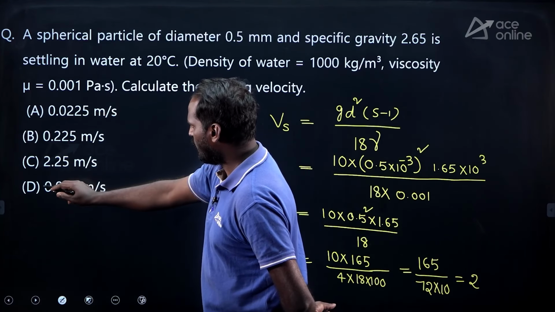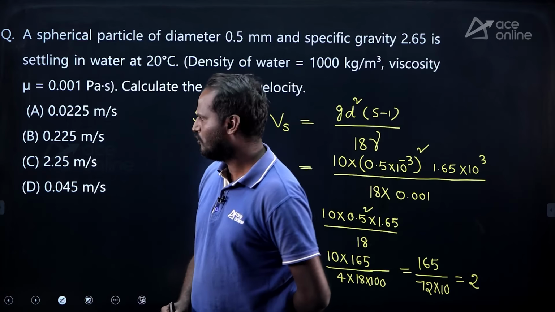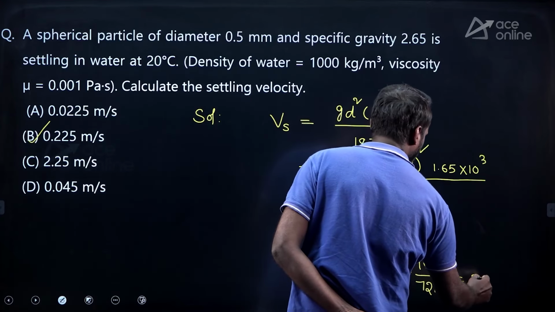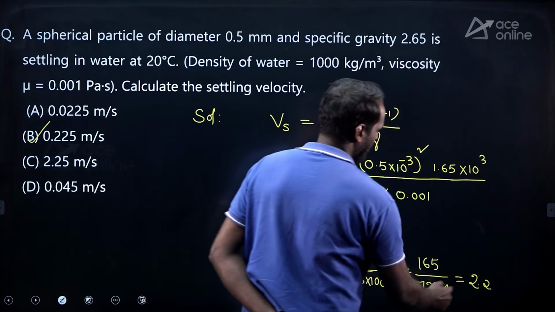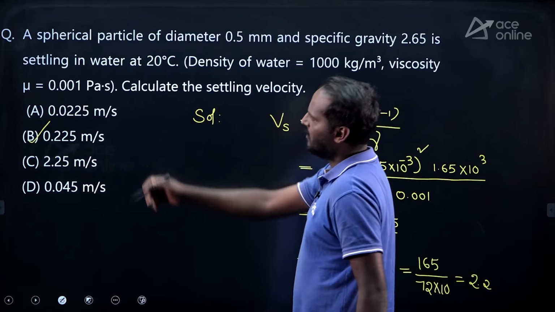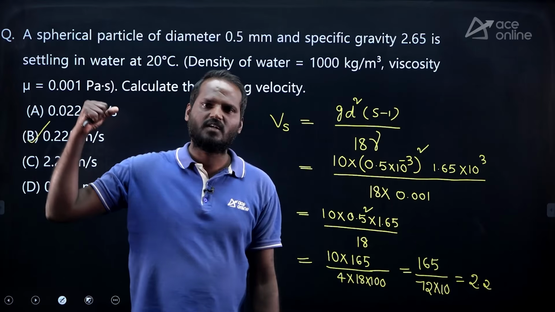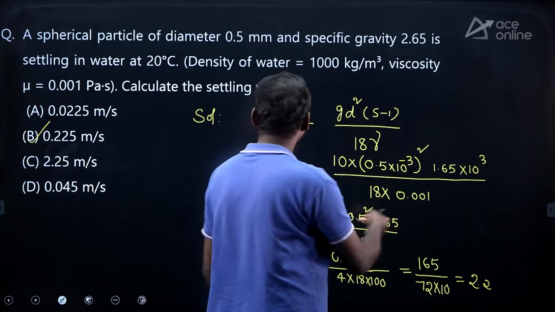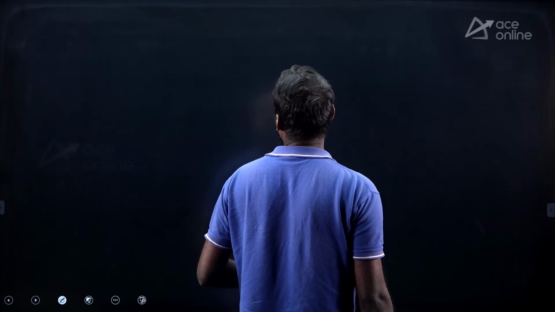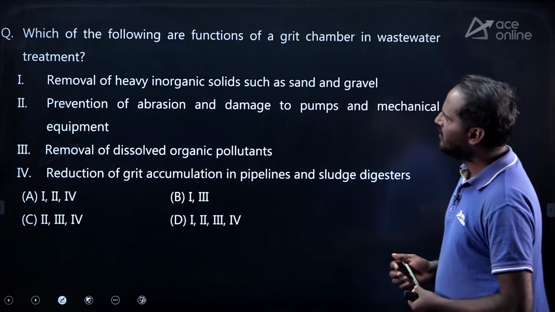You cannot get 0.0, that is wrong. You don't get 2.2. 0.225 is the correct answer. Here 2.25 you will get, by 10 is there, 0.225. Therefore the correct answer is option B. Don't solve from this. You can easily look at the options and identify which option is correct among the options. Okay, now this question, look at this.